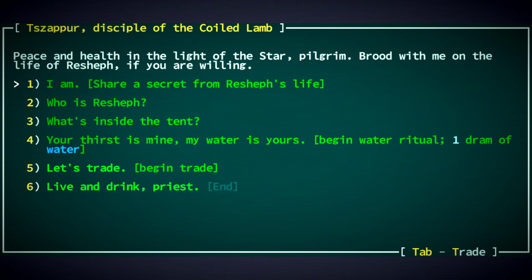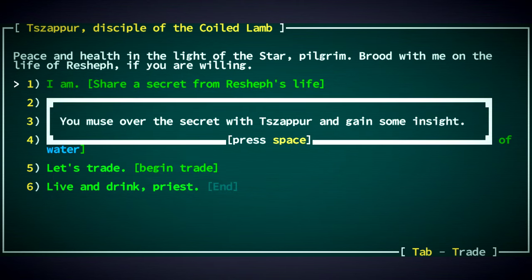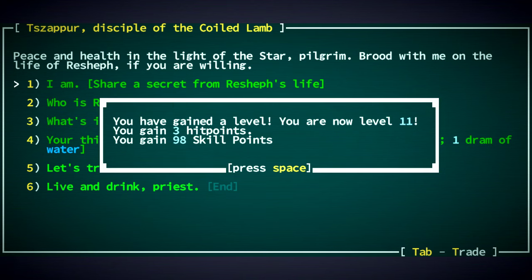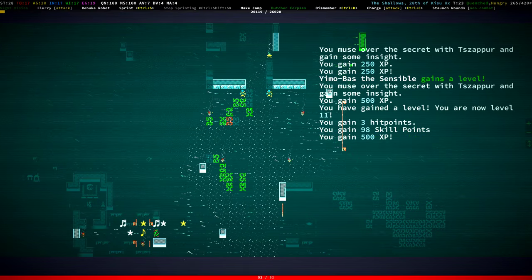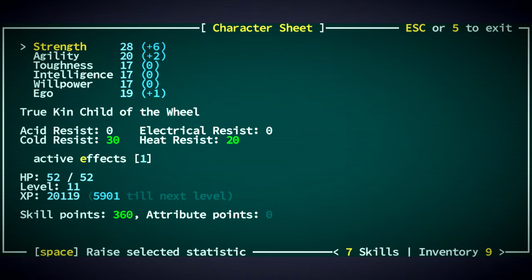And we got 250 XP. We'll tell him the other one, and we get 500 XP. Gaining a level. And every secret we give him gives us more and more experience, which is really nice. So whenever we find out any information about Reshef, we should come back here. Look at that cold and heat resistance.